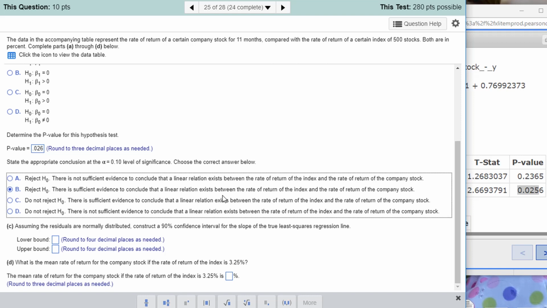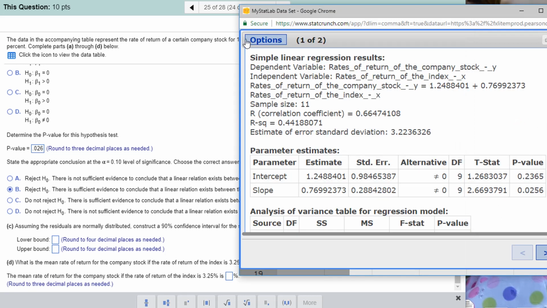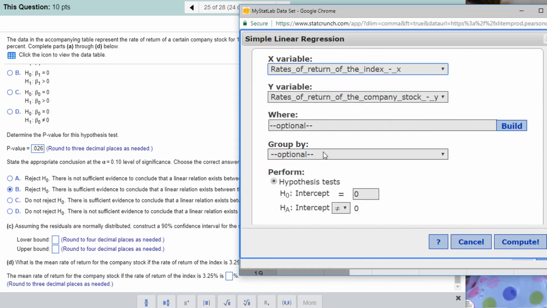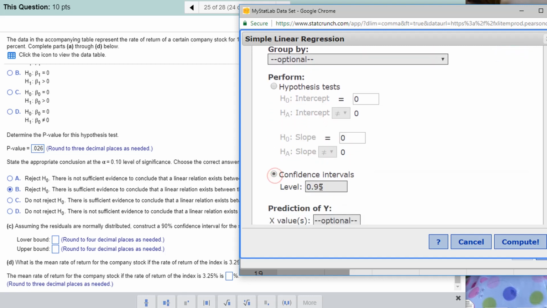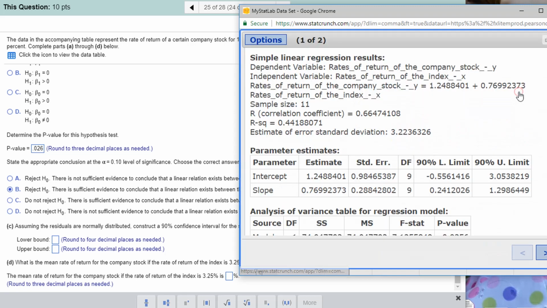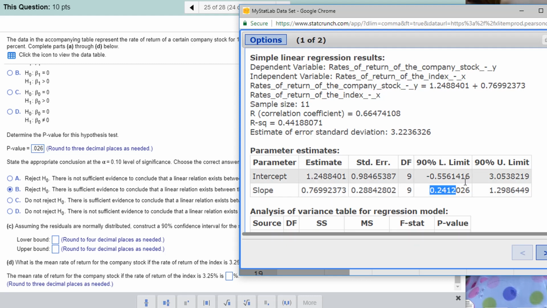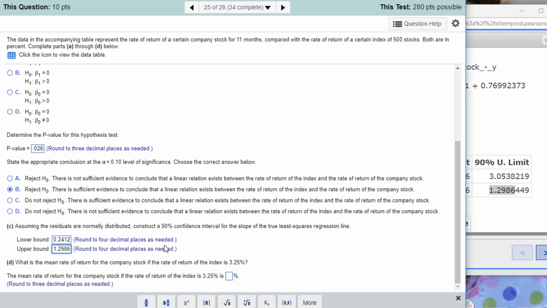Yeah. Now let's find a 90% confidence interval for the slope. Let's go back over to StatCrunch. Now this didn't give us a confidence interval. Let's go to options, and let's create a 90% confidence interval, and make this maximized. Now I've got a lower and upper bound, to 4 decimal places once again. The lower limit for the slope is 0.2412, and the upper limit is 1.2986.